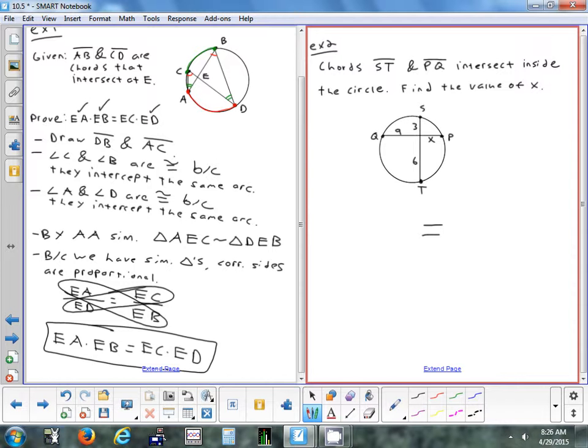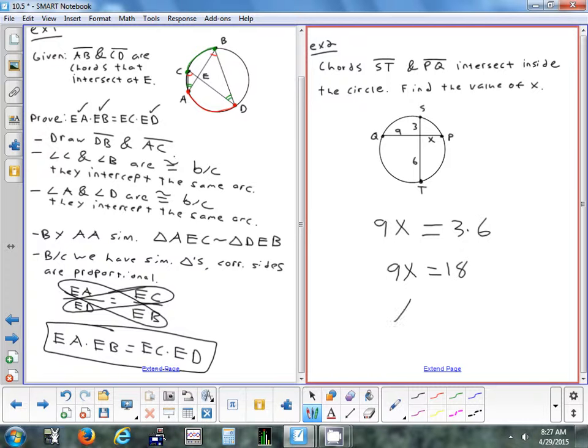Anyone think they can set up my equation? What times what equals what times what? Luke? 9x equals 3 times 6. Good. 9 times x equals 3 times 6. That's it. So you get 9x equals 18.